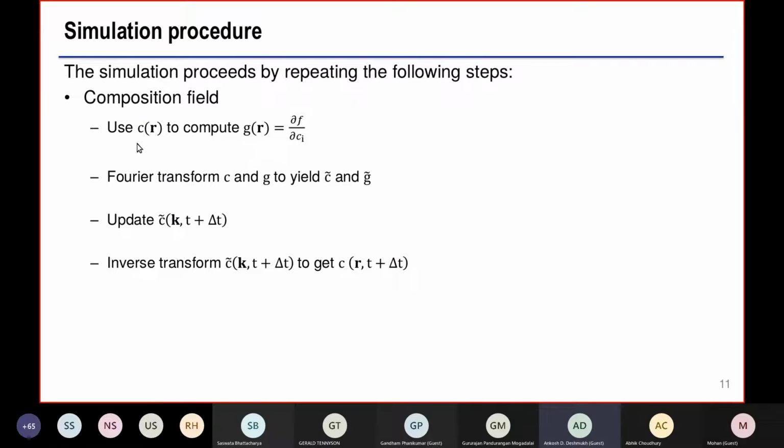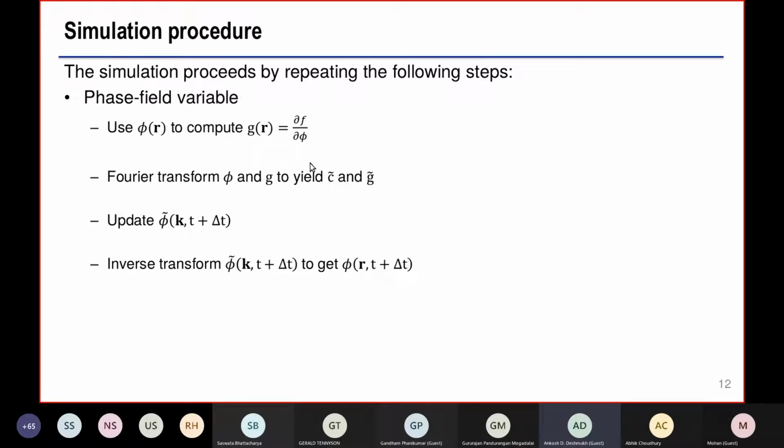So as I mentioned, from the real space we calculate the gradients, and then we get the Fourier space values for the gradients. We also transform the C and Z into the Fourier space, update them, and get the updated values back into the real space. This is similarly adapted for the phase field variable also, and if it is a coupled equation, they are done together.